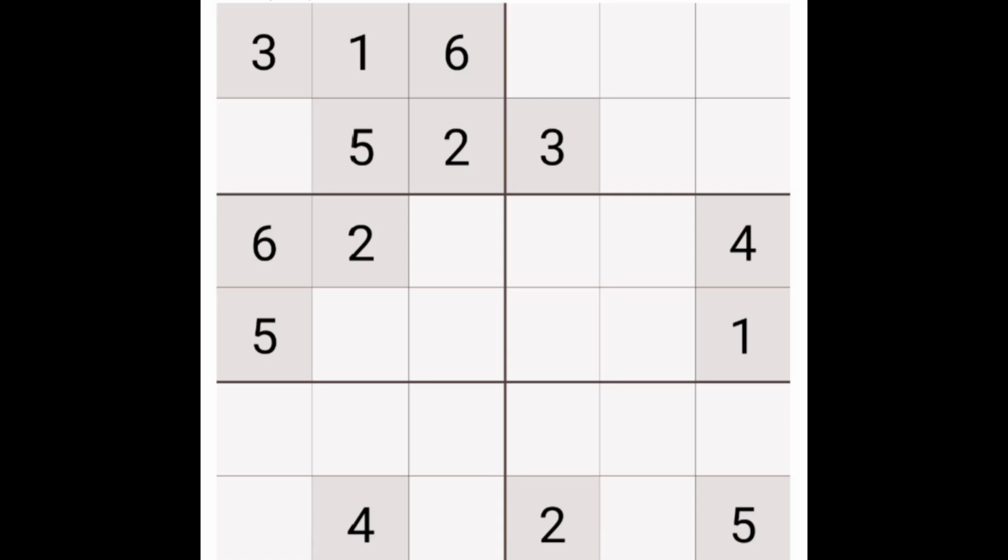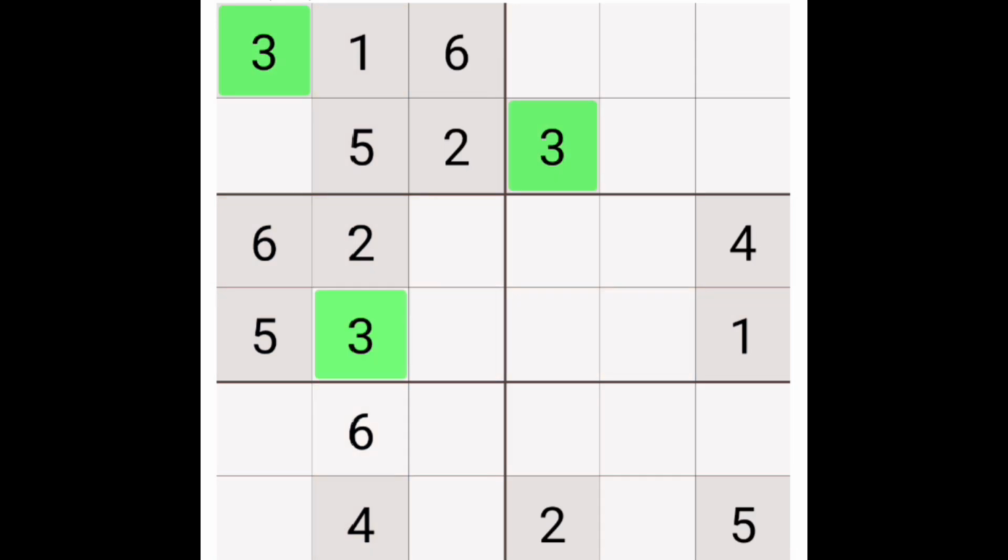So let's start with the second column. 1, 5, 2, 4. So that means 3 and 6 are missing. So 3 can come over here or here, and 6 can also come here and here. But 6 cannot come here as 6 is there in the same box. So 6 will come here, and 3 will come here.